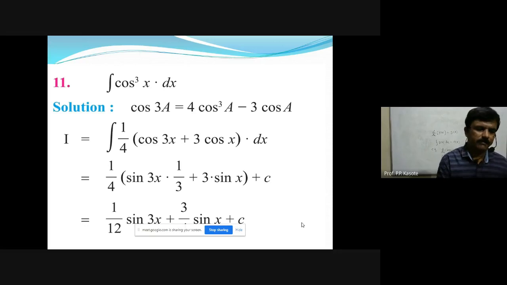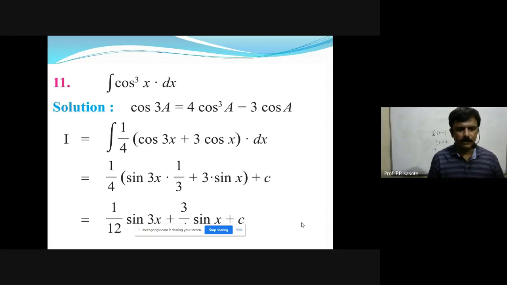Now one more example we have. You can see on screen that we are asked to evaluate the integral of cos cube x into dx. A function is given to us, cos cube x, and we are asked to find its integral. Now, we do not have any standard formula to find the integral of this function, but using a standard trigonometric formula, we can simplify it.